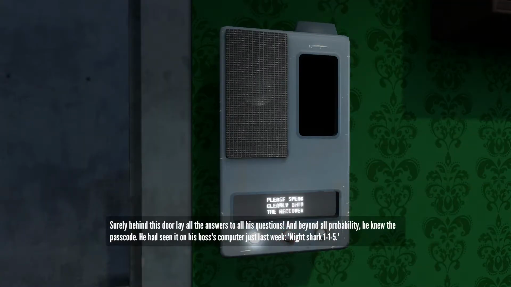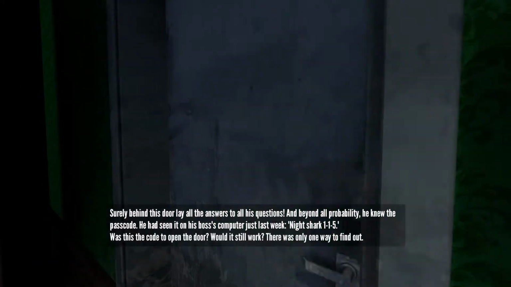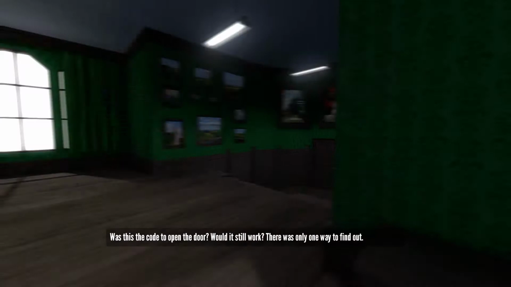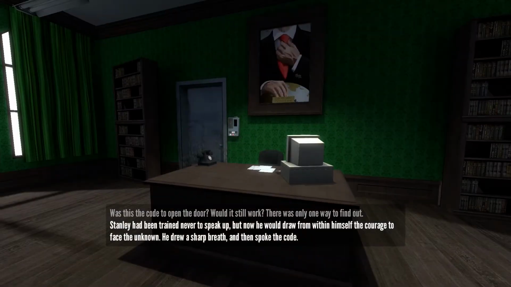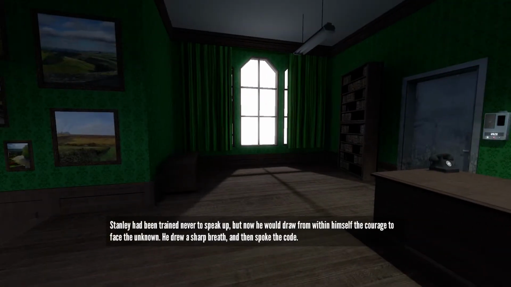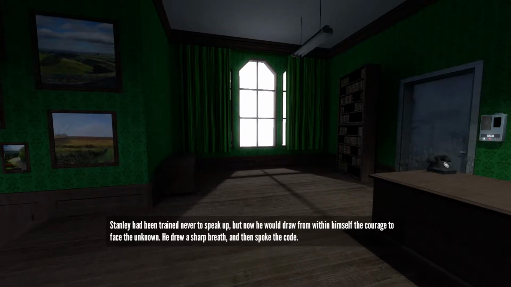Night Shark 115. Was this the code to open the door? Would it still work? There was only one way to find out. Stanley had been trained never to speak up, but now he would draw from within himself the courage to face the unknown. He drew a sharp breath and then spoke the code.